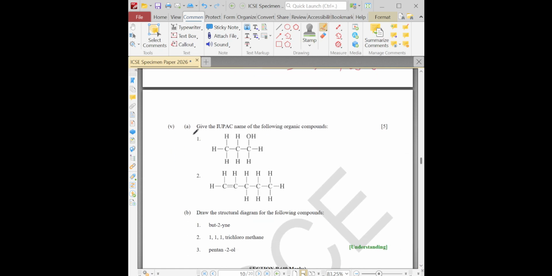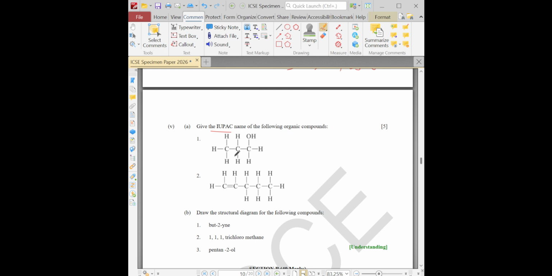Then we come to the interesting part, where you have to write IUPAC names. So okay, tell me, what is the full form of IUPAC? We call this generally IUPAC. It is the International Union of Pure and Applied Chemistry. We follow this to have a universal name throughout for organic compounds, okay.